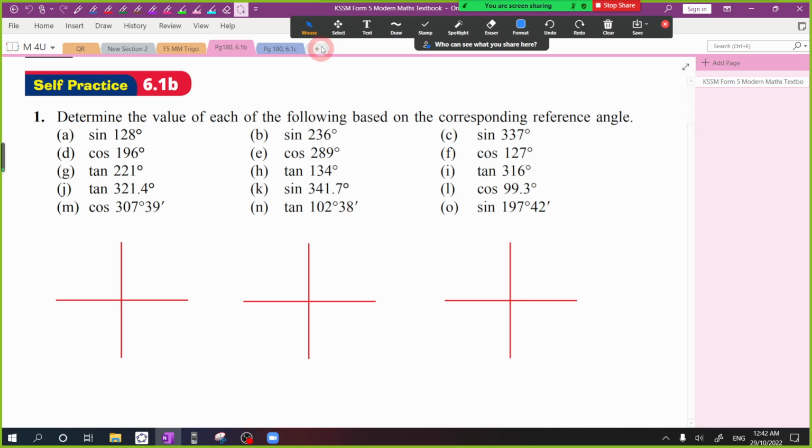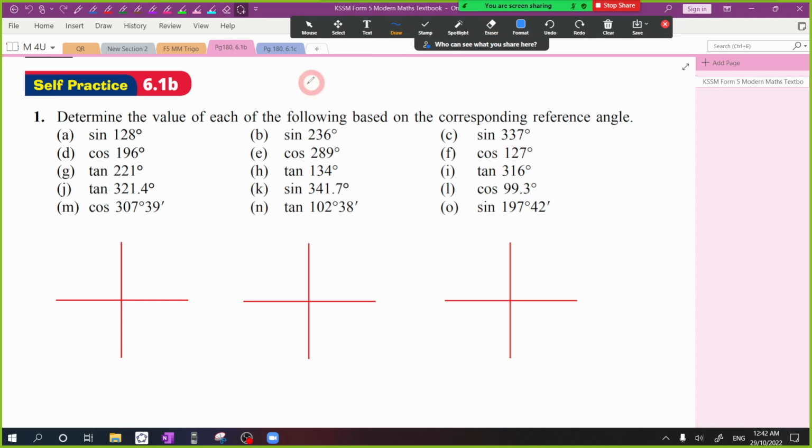Okay, until now, what have we learned? We learned about ASTC. In this quadrant, all positive. In this quadrant, only sine positive. In this quadrant, tangent positive. And in the last quadrant, only cosine positive. And also, we learned about how to get the corresponding reference angle, right? Okay, now we are going to apply these two pieces of knowledge to help you solve this question.